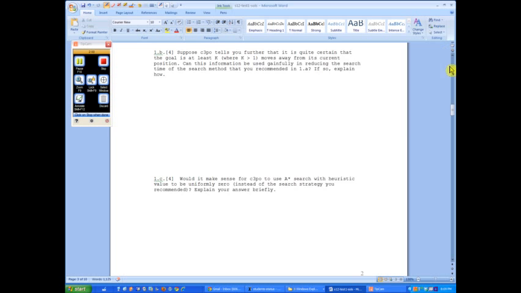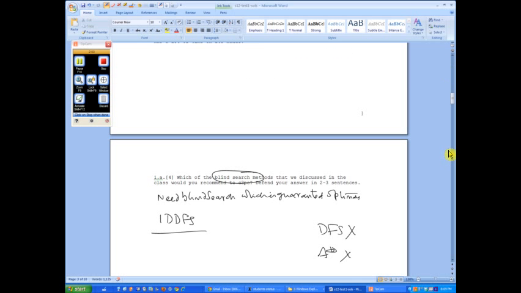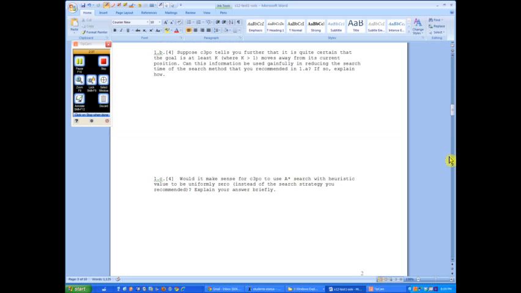Okay, the next thing is, in fact, the B part depends very much on the answer to the A part, because C3PO is still doing blind search, and now it says it's quite certain that the goal is at least K moves away. Notice that it is at least K moves away, not at most. Many of you looked at it as at most. At most would basically give you a depth limit. At least gives you the minimum depth after which the goal can exist.